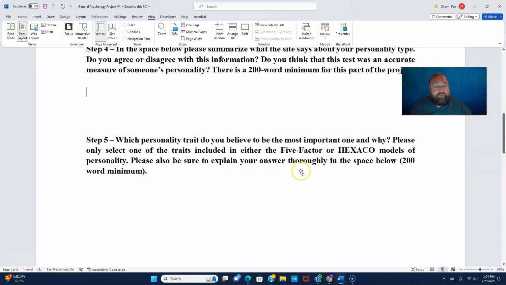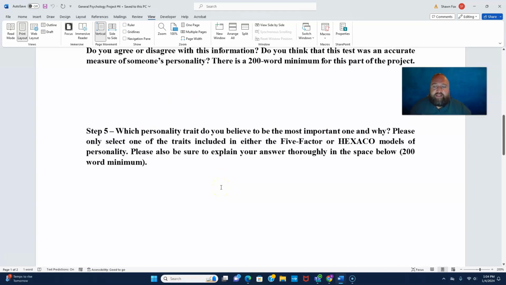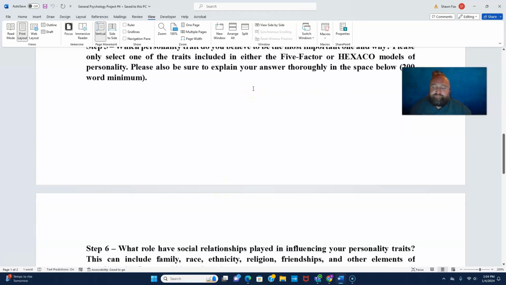Please also be sure to explain your answer thoroughly in the space below. So if you think extroversion is the most important trait, then talk about why you think that is. If you think conscientiousness or openness is, or even neuroticism, a very maligned and kind of misunderstood personality trait, you can talk about that too. That's totally fine. Just explain your answer. 200 word minimum for that.